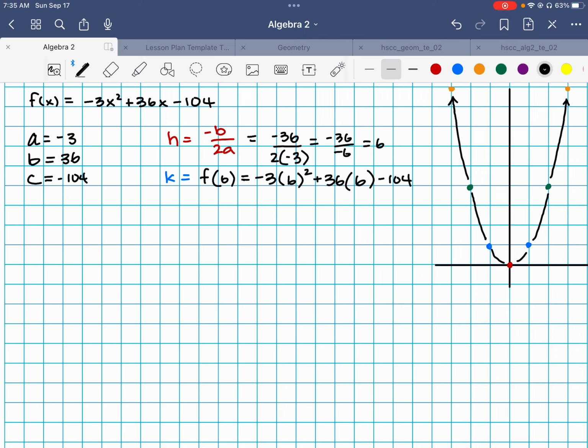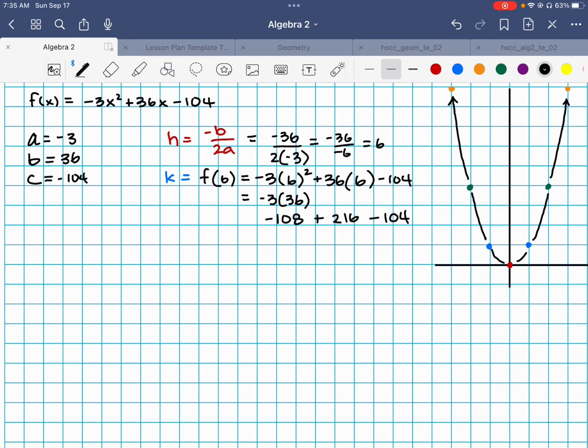Now would be a good time to probably bust out your calculator. But if you don't have your calculator, no sweat. I'm going to try to do this mentally. All right, so we've got negative 3 times 36. That's going to come out to negative 108, plus 36 times 6, which comes out to 216, minus 104.